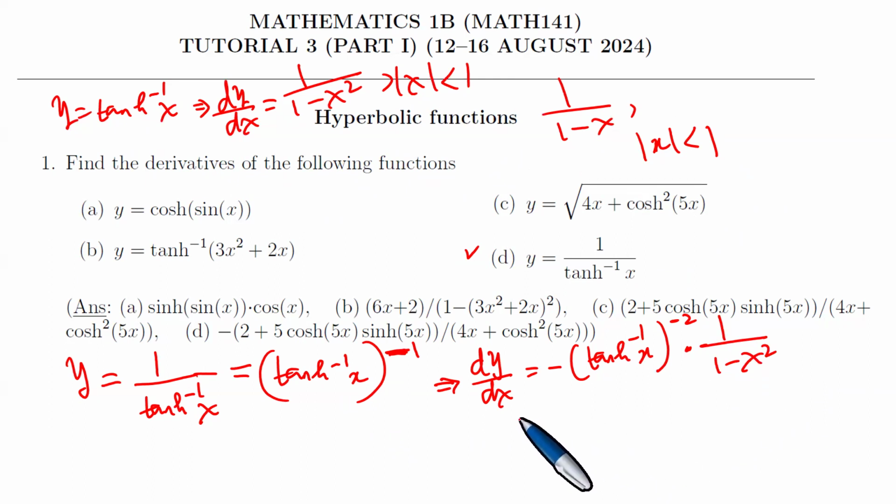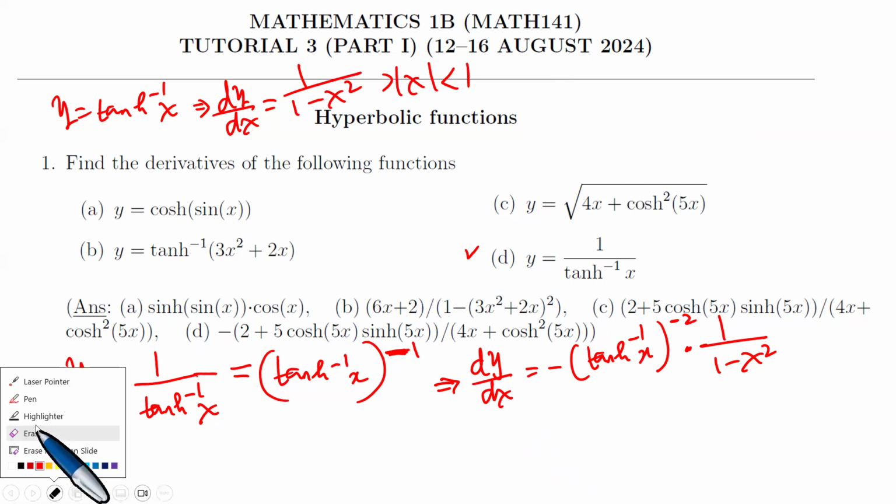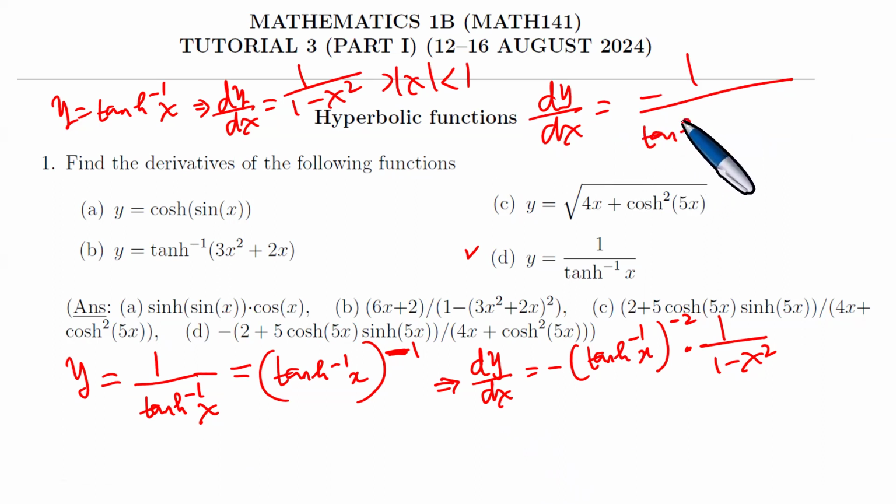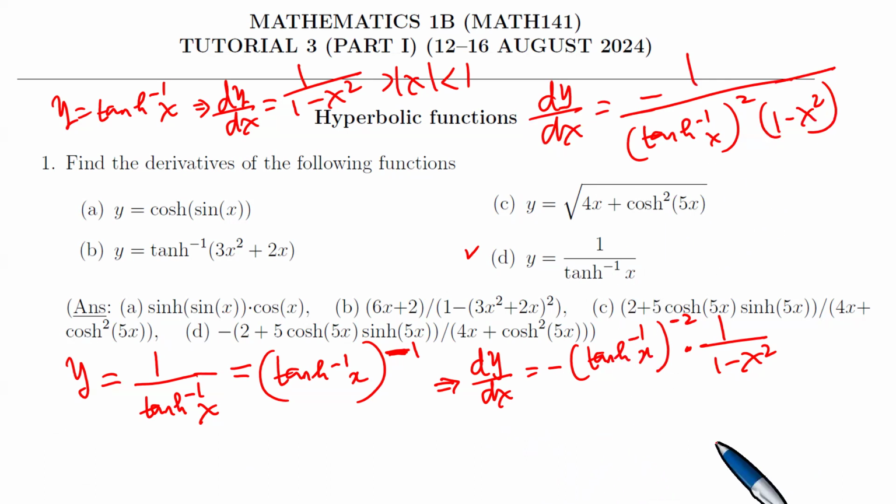So what is the answer to this part D? See, they've typed the wrong answer in the tutorial. Right, so the derivative dy dx, okay, there's a minus here, minus 1 over, then we have the arc hyperbolic tangent squared times 1 minus x squared, like so. This is the answer.